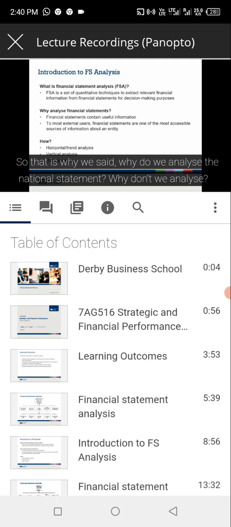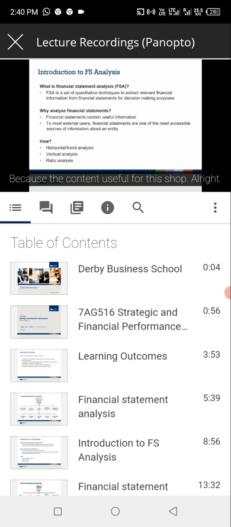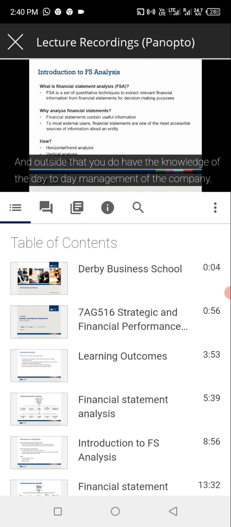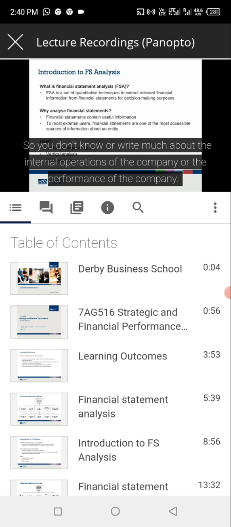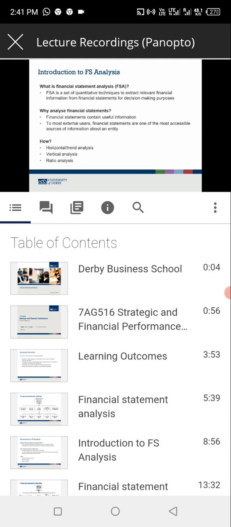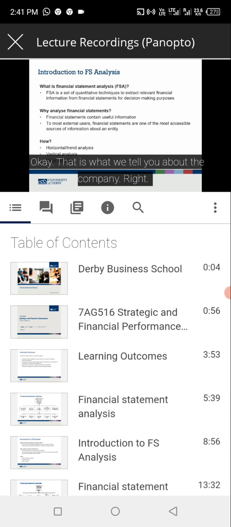So, and that's why we said, why do we analyze financial statements? One, we analyze because they contain useful information, all right? And most external users, financial statements are one of the most accessible sources of information about the entity. For you, an outsider, you don't have detailed knowledge of the day-to-day management of the company. So you don't know, all right, much about the internal operations of the company or the performance of the company. Therefore, it is the financial statement that you have access to that will tell you about that company. Okay? That is what will tell you about the company.